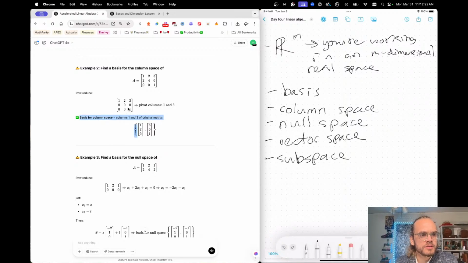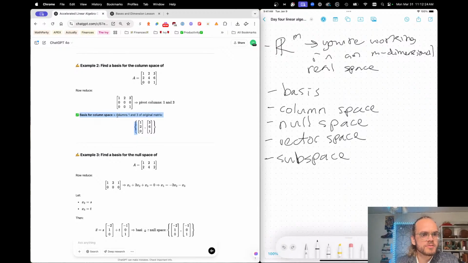All right. So the basis for column space, columns 1 and 3 of the original matrix. One, 2, 0, 3, 6, 1. I have no idea how they got this. So I'm going to have to ask some questions here.